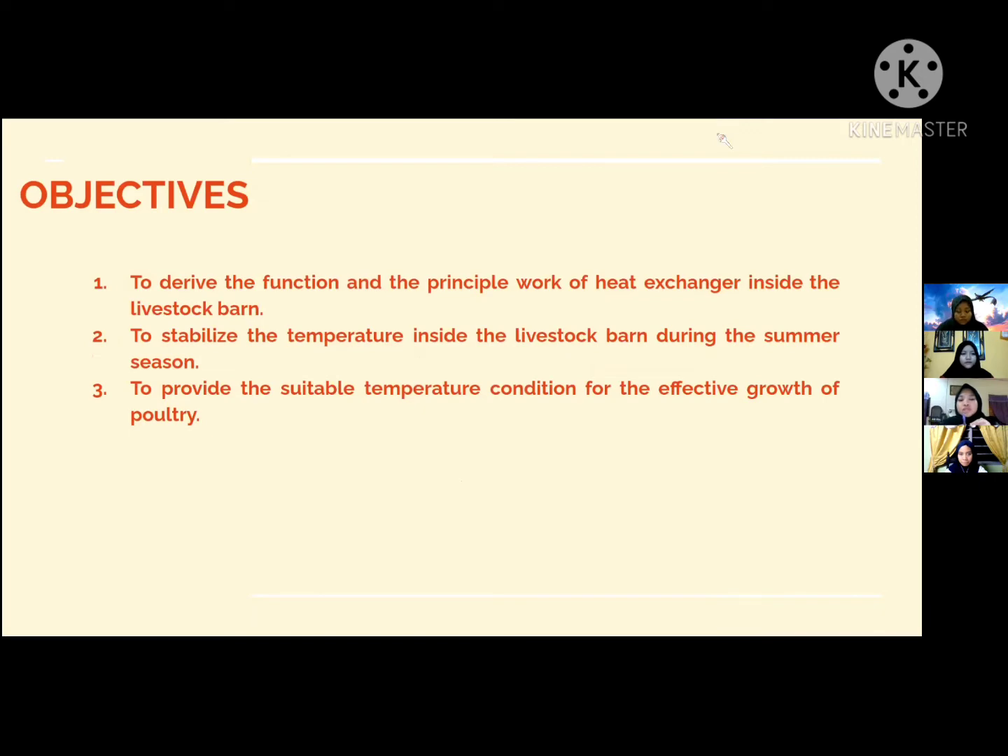So for the objectives, firstly, we will derive the function and the principal work of the heat exchanger inside the livestock barn. Secondly, to stabilize the temperature inside the livestock barn during the summer season. And lastly, to provide suitable temperature conditions for the effective growth of poultry, so that this chicken livestock barn will be more efficient for the growth of chicken poultry. I pass to the next presenter.